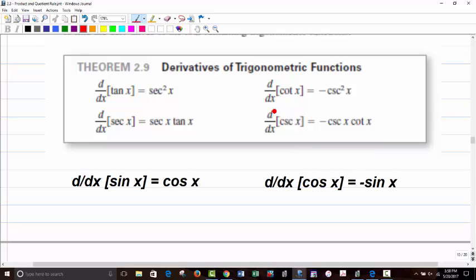Here's a little trick: if the trig function you're taking the derivative of starts with the phrasing co, like cotangent, cosecant, even though you don't see an O there, it's cosecant, and cosine. Anything with a co in front of it has a negative derivative. Negative, negative, negative. So there you go. Maybe that'll be helpful for you.